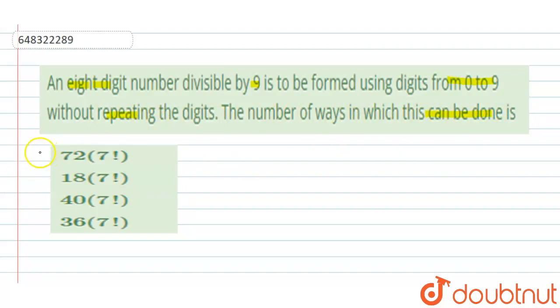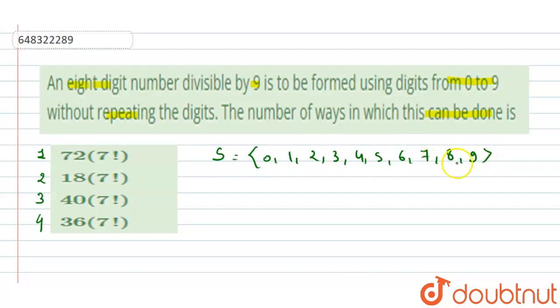Four options are given. First is 72 into 7 factorial. Second is 18 into 7 factorial. Third is 40 into 7 factorial. And fourth is 36 into 7 factorial. So the sample space given to us is 0, 1, 2, 3, 4, 5, 6, 7, 8, 9.